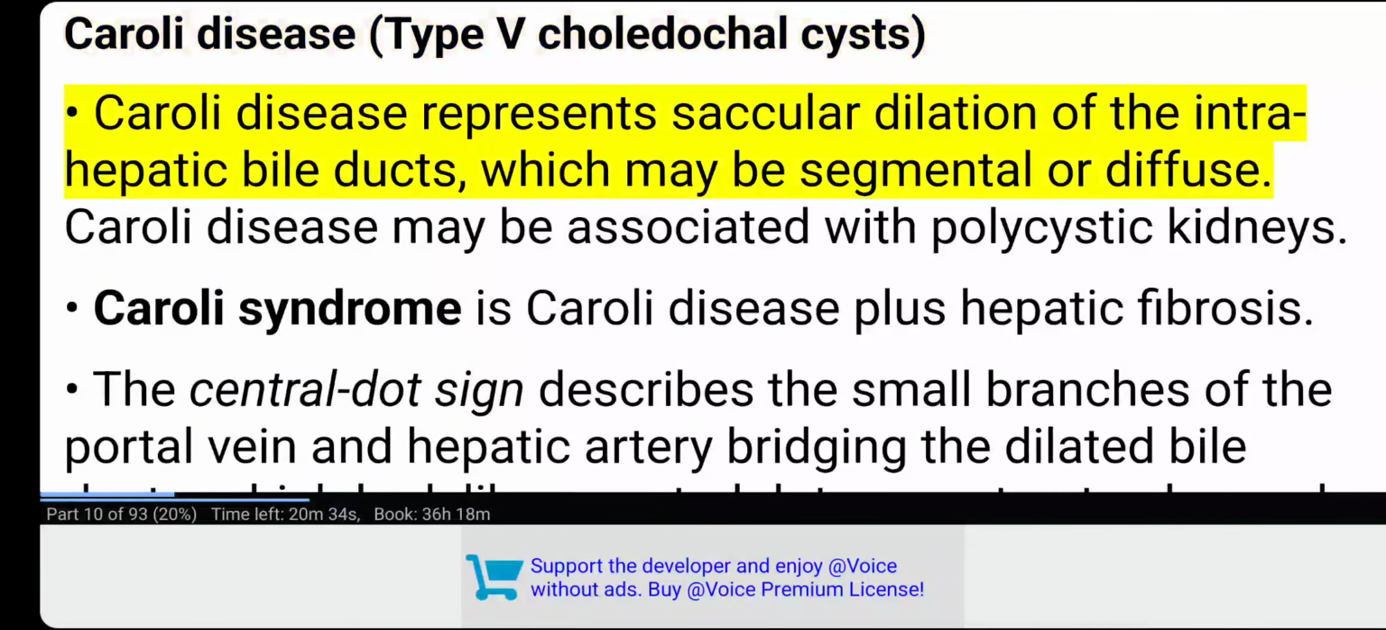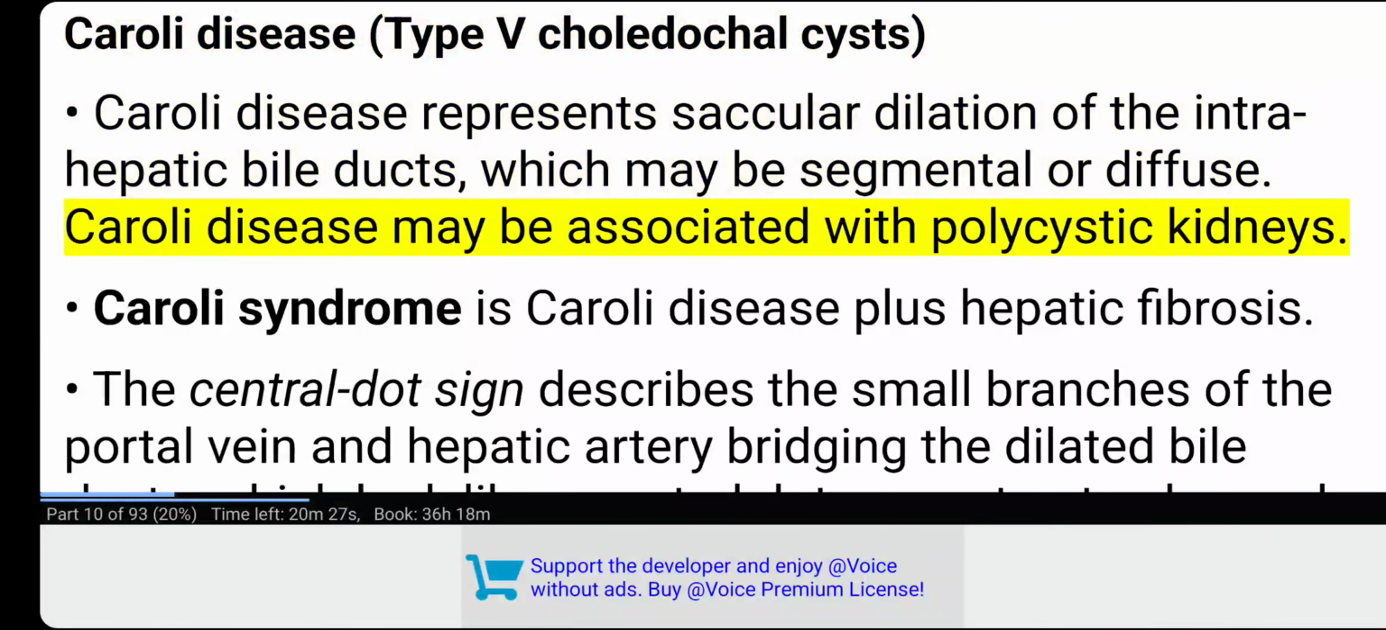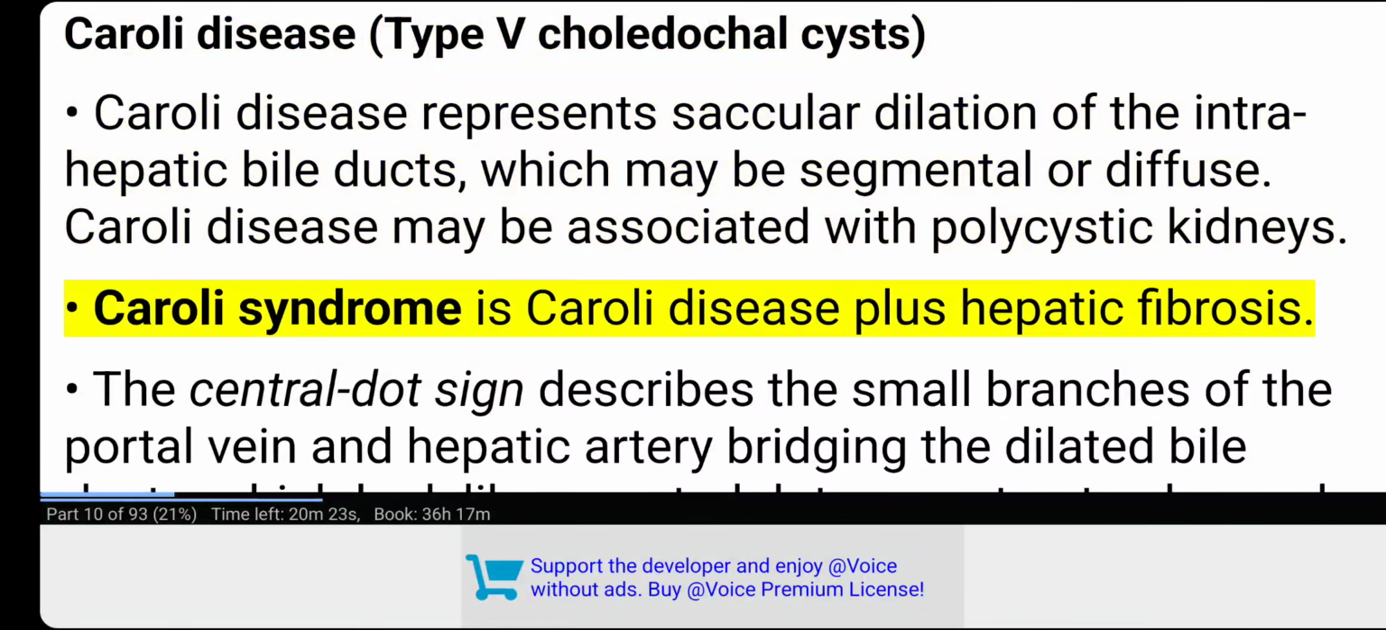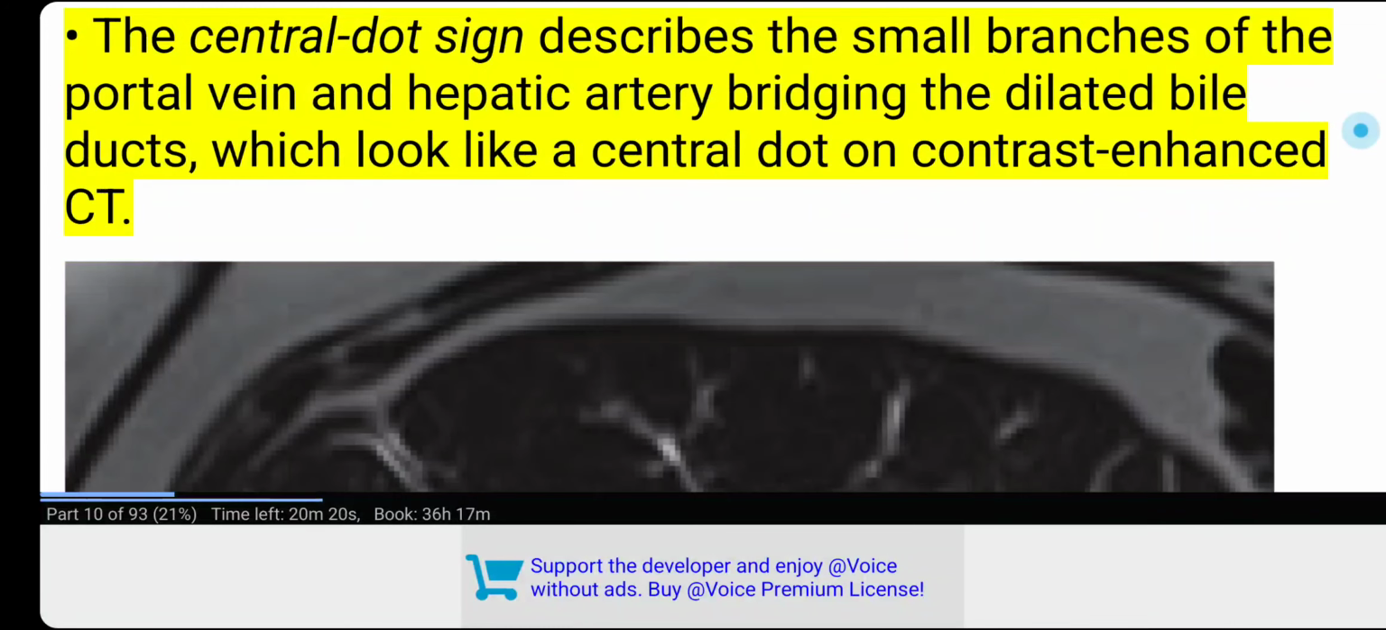Caroli disease represents saccular dilation of the intrahepatic bile ducts, which may be segmental or diffuse. Caroli disease may be associated with polycystic kidneys. Caroli syndrome is Caroli disease plus hepatic fibrosis. The central dot sign describes the small branches of the portal vein and hepatic artery bridging the dilated bile ducts, which look like a central dot on contrast-enhanced CT.